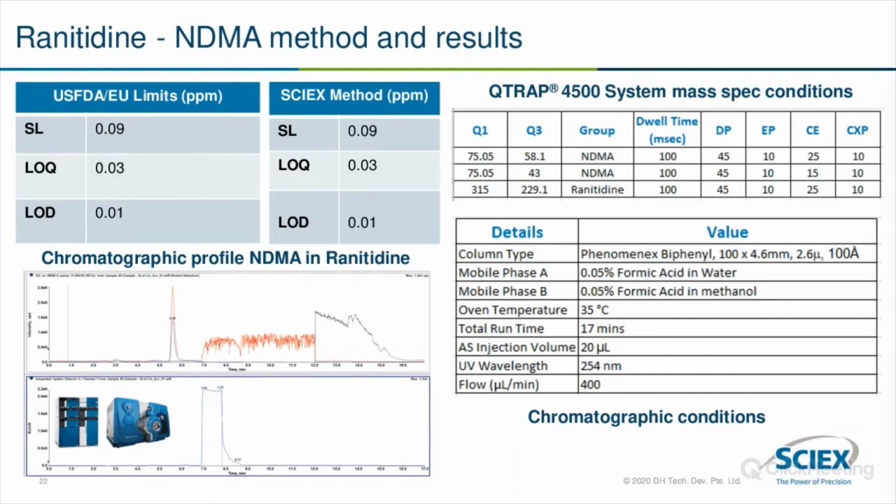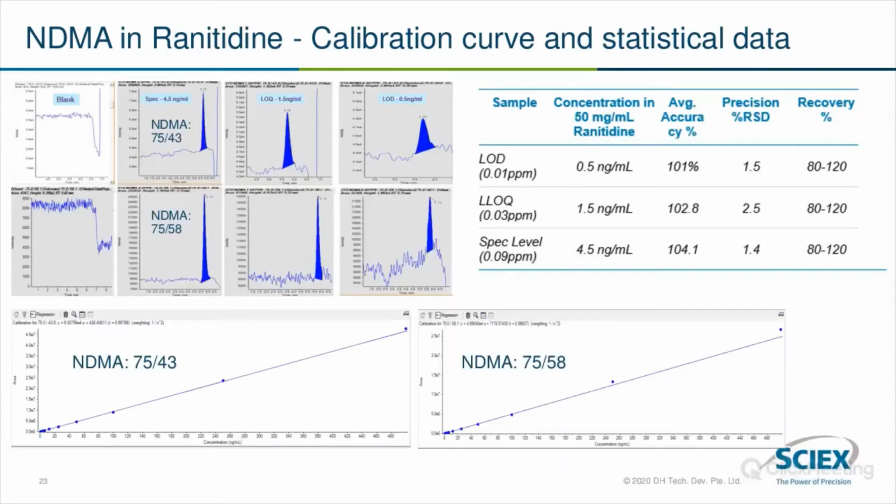You can see the chromatographic conditions and all the specifications mentioned here. We have used 2 transitions for NDMA to understand how the ion ratio looks and how the consistency looks in a longer run. And this is the chromatogram. You can see the calibration curve, and also the statistical data at LOD, LOQ, and specification level. It's all within the range.